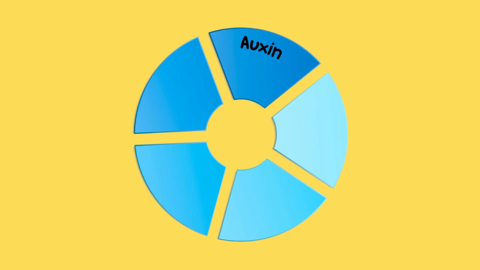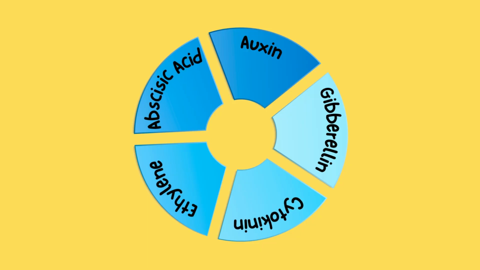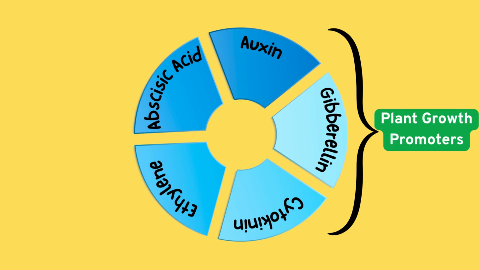The first one is auxin, second is gibberellin, third is cytokinin, fourth is ethylene, and last is abscisic acid. Among these, the first three hormones promote the growth of a plant and thus are called plant growth promoters. The last two hormones inhibit the growth of a plant and thus are called plant growth inhibitors.